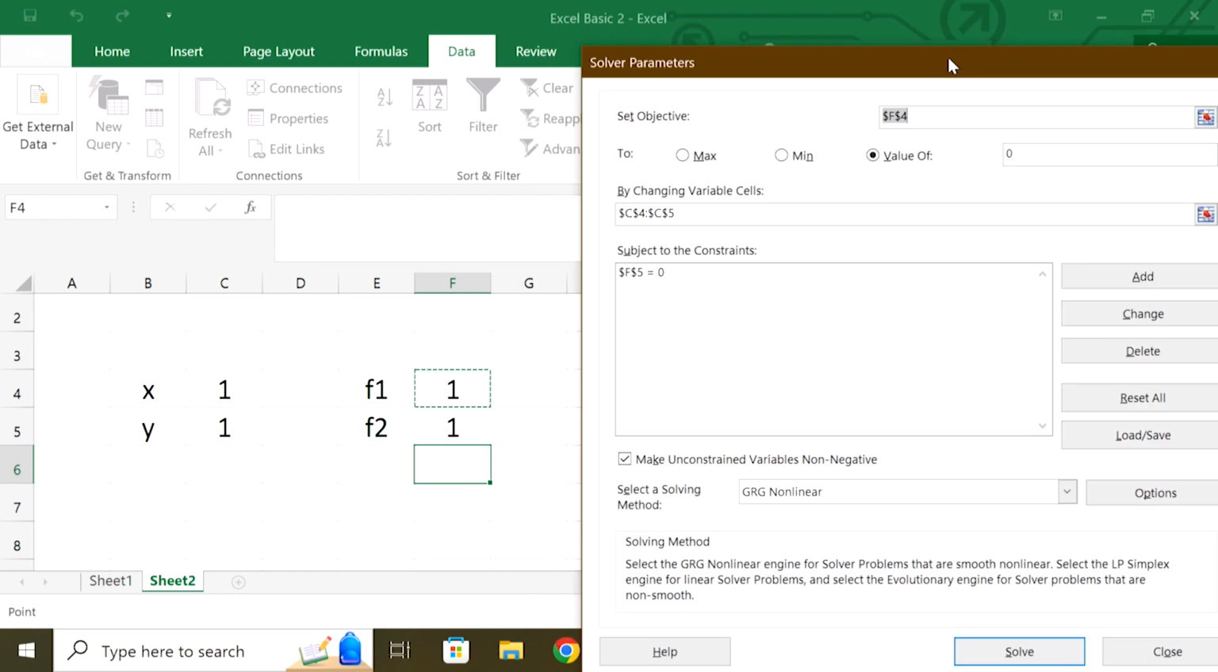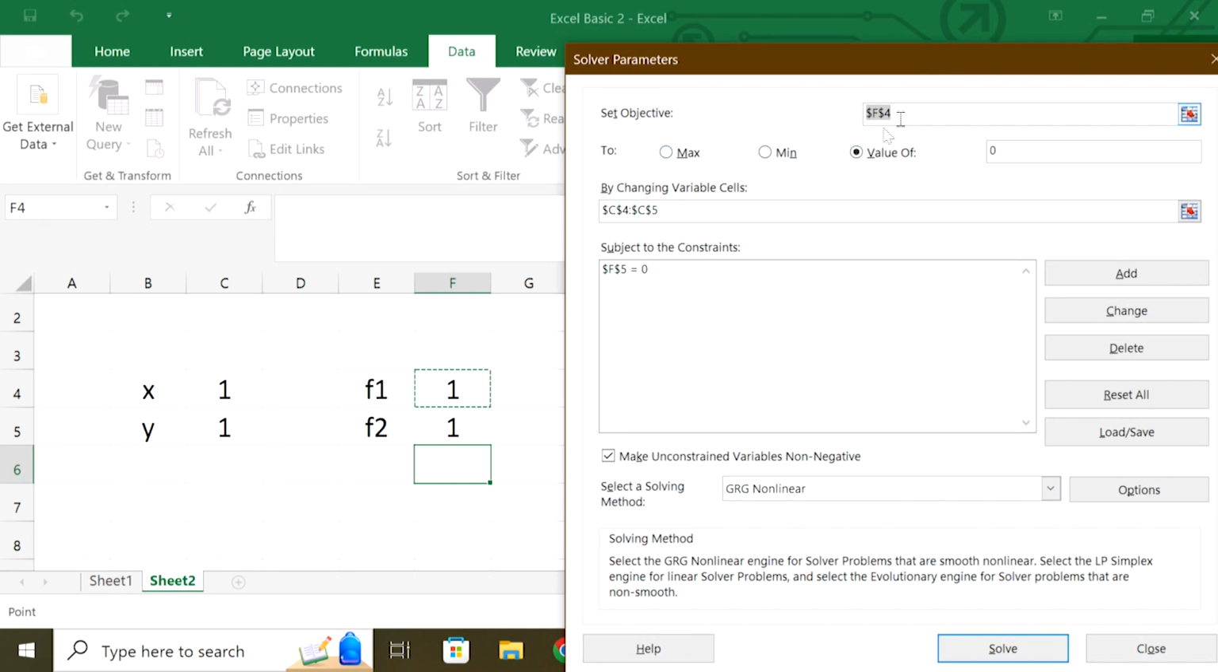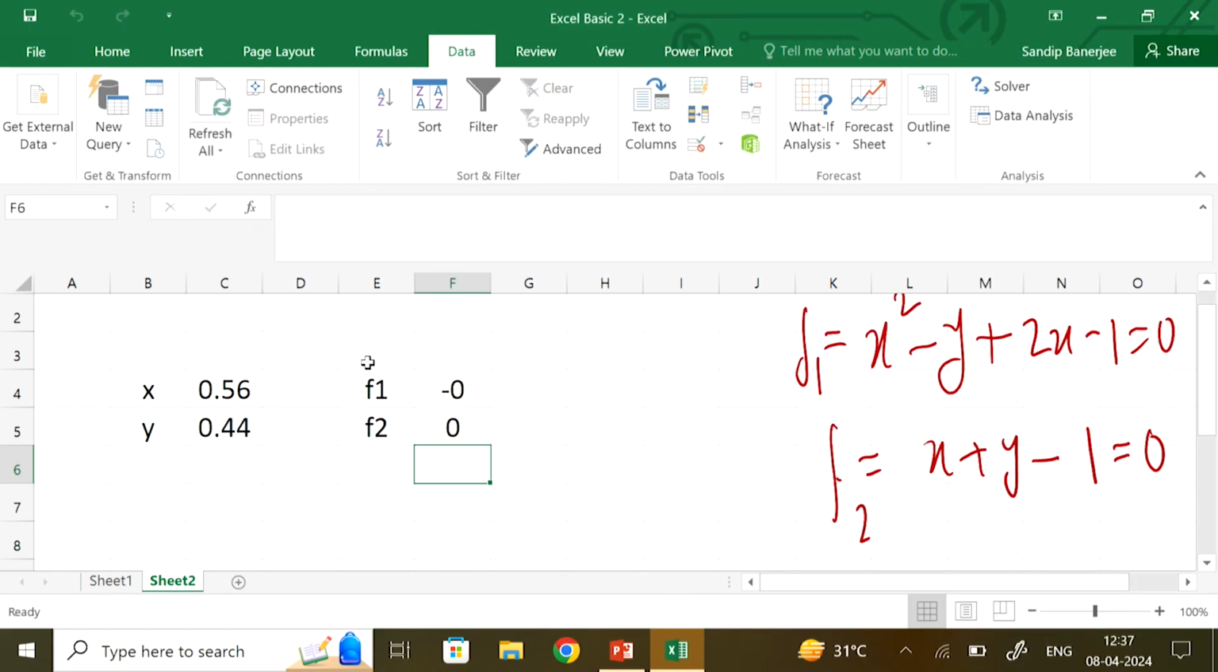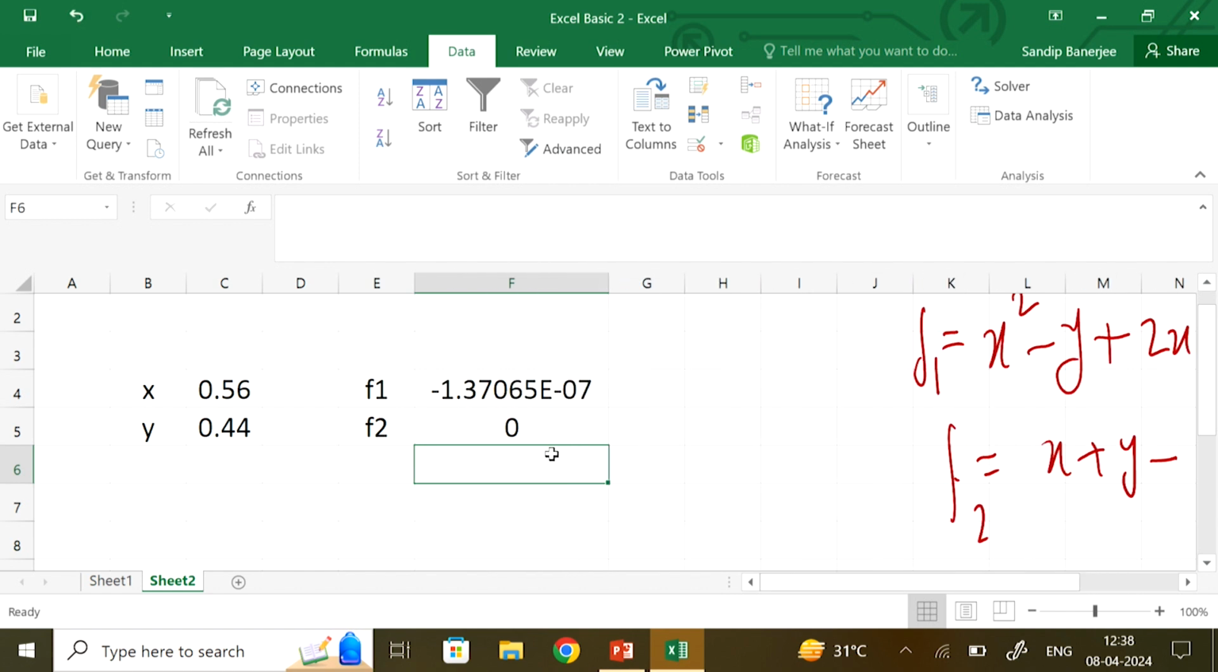So, now you get the same window again with the objective f1, that is this one, whose value will be 0 by changing the variables these two, x equal to 1, y equal to 1, and subject to the constraint f2 is equal to 0. I remove this, make unconstrained variable non-negative, keep this as GRG nonlinear and solve. Keep the solver solution, and your solution is 0.56 and 0.44. These two are zeros, and as I told you, if you increase the cell size, you get exactly like this.